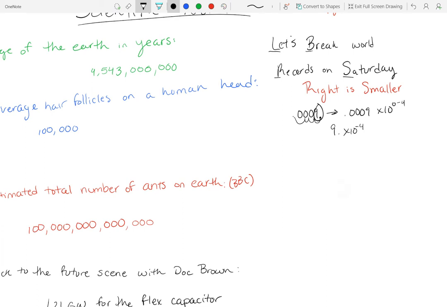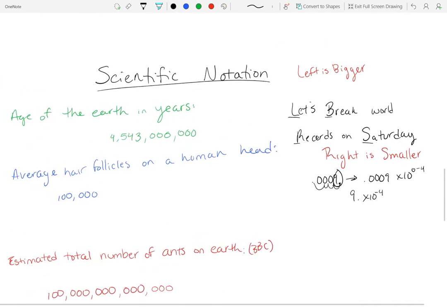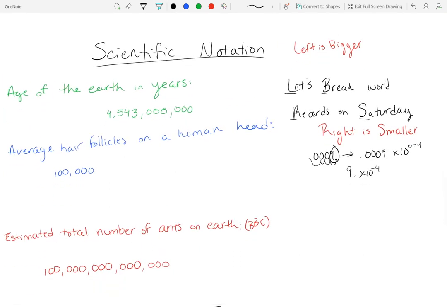Alright, so let's transfer that over here to an actual example that I have written for you guys. I'll be doing my work in black. Age of the Earth in years. The age of the Earth is actually 4.543 billion years old, and that's a lot of years, but many more seconds and many more hours and so on. But anyways, how do we express this number in scientific notation?